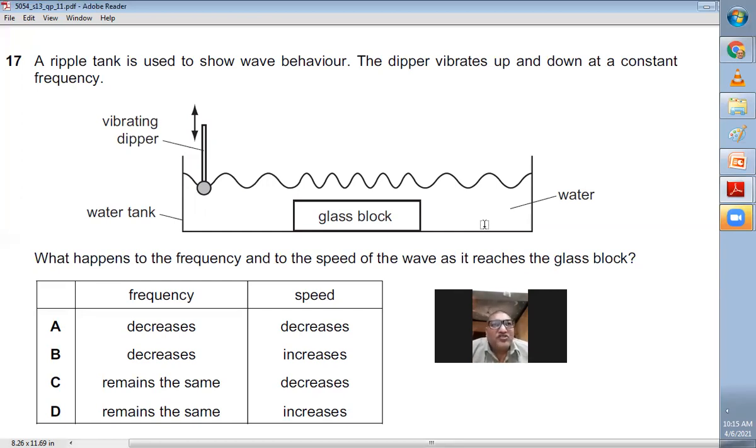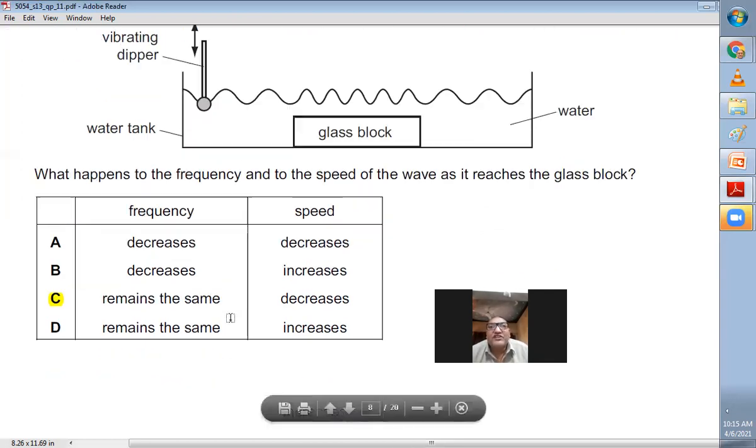So what happens to the frequency and the speed of the wave as it reaches the glass block? The frequency should remain unchanged. It should remain the same. And the speed will decrease. In the shallow water, the speed of the wave decreases. So I think C is the right choice. Question number 17, C is the right choice.